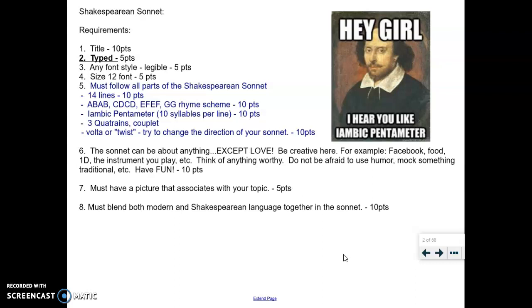So first of all, this sonnet must follow all parts of the Shakespearean sonnet's form and structure. So first of all, number 1 is it must have 14 lines. Number 2 is it must use the traditional sonnet rhyme scheme of A, B, A, B, C, D, C, D, E, F, E, F, G, G. It also must be written in iambic pentameter.